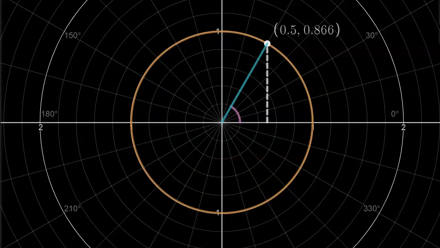So what about the tangent of the rotation angle? How can you use the coordinates of the unit circle to determine the tangent of any rotation angle? That's the mystery that I'd like you to solve.